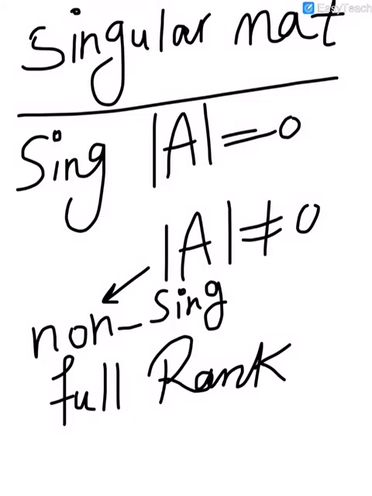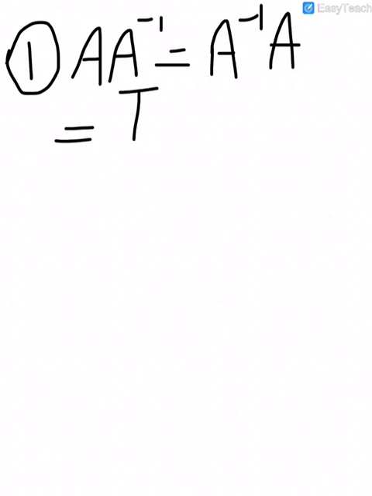Now let's look at some cool properties of inverse matrices. We all know the first one: A times A inverse is equal to A inverse times A, and all of them are equal to I, the identity matrix. This is the first property.